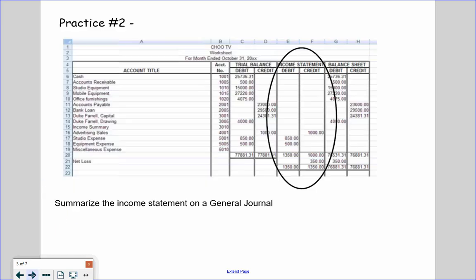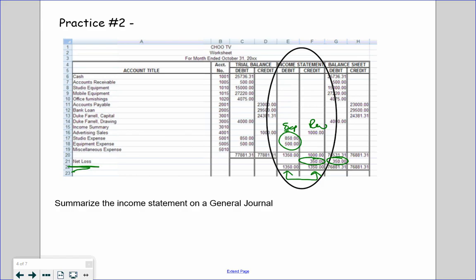So what happens if we have a net loss? So here's another one. So here's our revenue. Here's our expenses. So the revenue is 1,000. The total expenses was 1,350. So this time it's a net loss. So to make our two columns equal to each other, I had to credit 1,350, and then on the balance sheet I had to debit 1,350. So that we get the 1,350, 1,350.